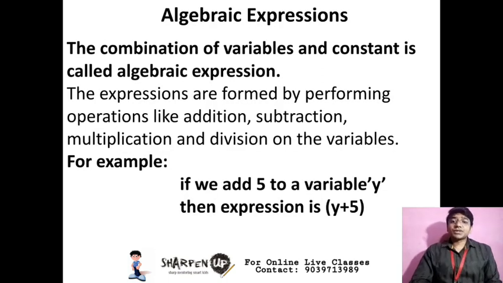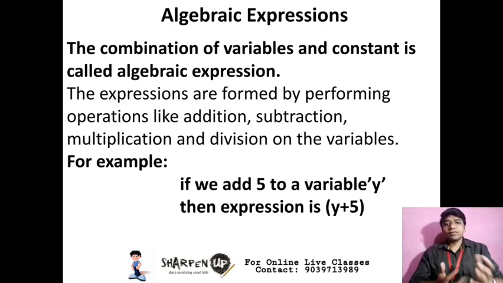Now come to algebraic expression. The combination of variable and constant is called algebraic expression. The expressions are formed by performing operations like addition, subtraction, multiplication and division. For example, if I take one constant value and one variable value, and perform the operation of addition, what I will get? y plus 5. So this is an expression.